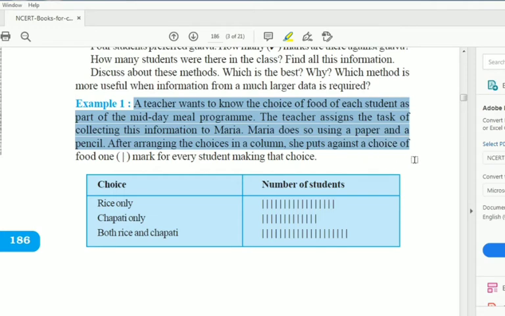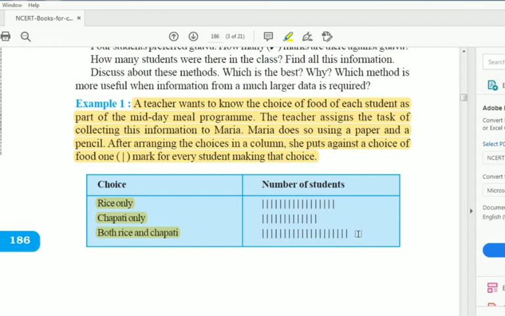student making a choice. Okay, dear students, look here carefully. What did she do? She made two columns, choice and number of students. She wrote here rice only, chapati only, both rice and chapati only. And she asked one by one what you want. Like that, she put one standing line in front of those choices. So you can see that many lines are here.